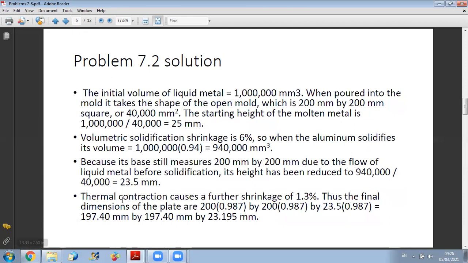And after this, because of thermal contraction, all sides will be reduced by 1.3%. So each side will be, for the base, 200 times 0.987, while for the height, it is 23.5, which is the height just after phase 1, times 0.987. So we get the final dimensions of the plate.